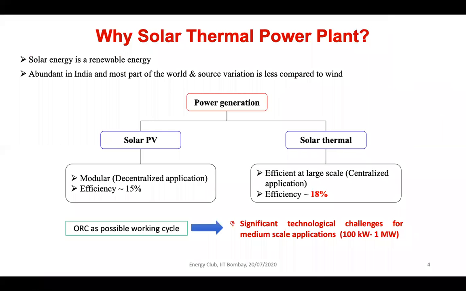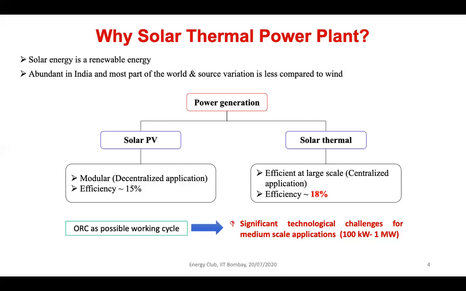There are two ways we can generate energy through solar. One is solar PV, which is basically a modular system. Efficiency at present is something like 15% to 16 or 17%. There is one more technology which is not very well developed, but it can be developed, and the efficiency could be around 18%. And if we use storage, then the efficiency can go up to something like 22%.